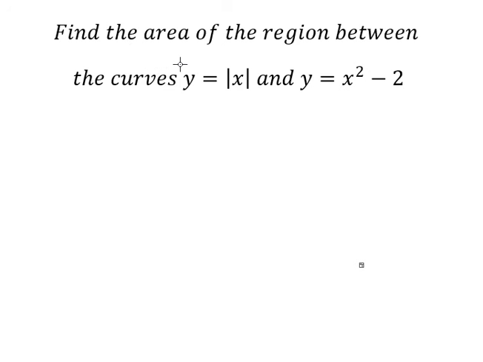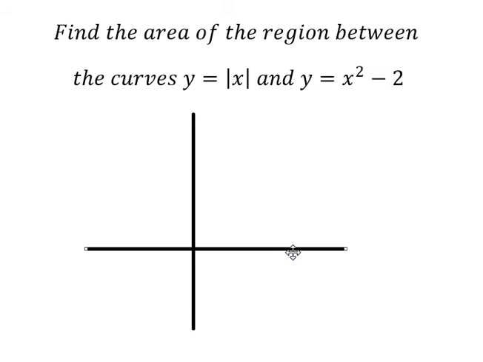The topic today is about finding the area of the region bounded by the curves y equals the absolute value of x and y equals x squared minus 2. So now I will show you how to answer. We need to graph the functions in here.